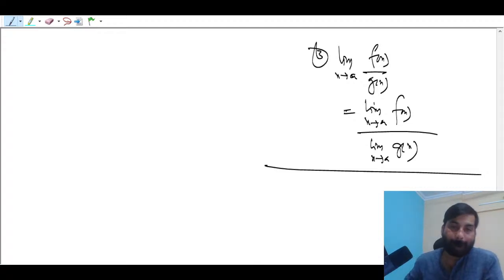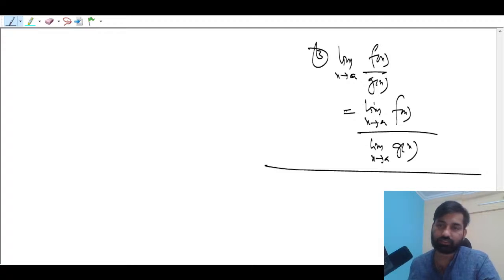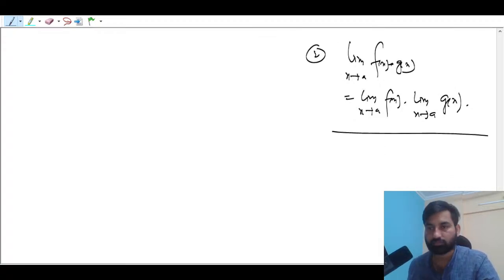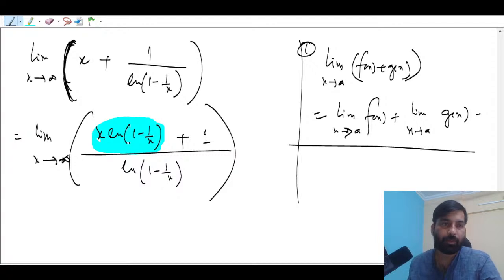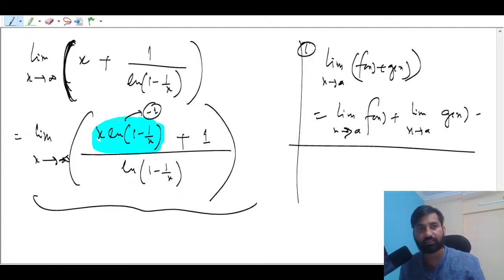Then you can solve this question. First of all, you have to rewrite this. So you got this now 0 by 0 form. You can check out, it is nothing but 0 by 0 form, because this has to be minus 1. If you solve this, this will be minus 1. How to solve this part? You know, this is f(x), this is g(x).